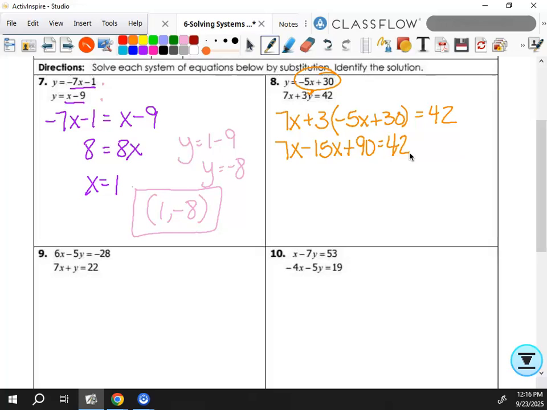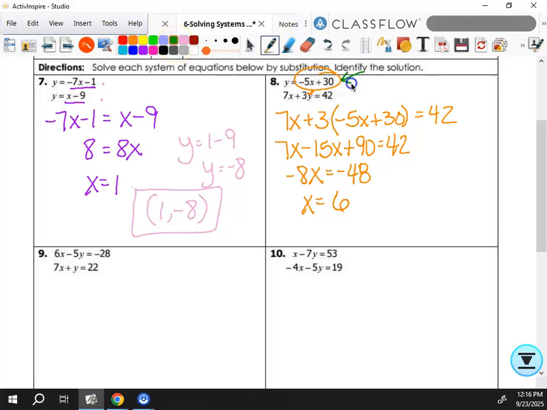So what's 7x minus 15x? Negative 8x. So negative 8x. And if I subtract 90 from both sides, I get negative 48. So the x equals what? 6. We're just solving equations after we do that, right? We're good? All right, so then I'm going to substitute it in.